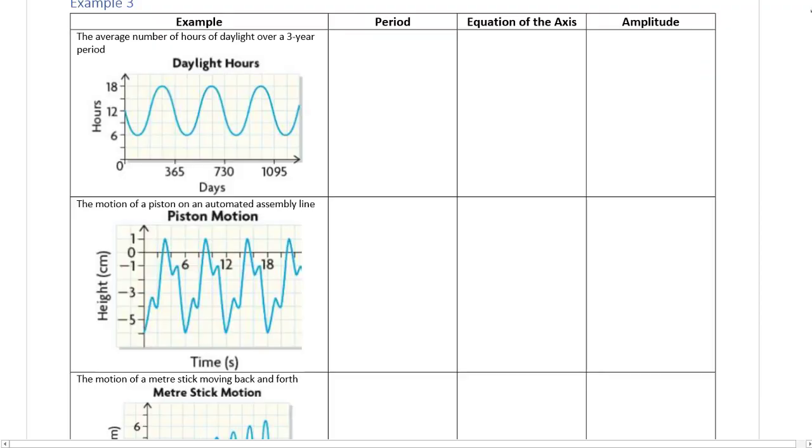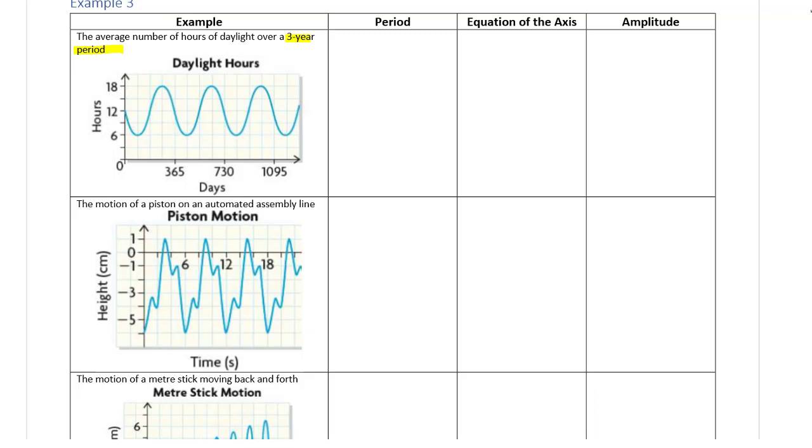Okay, rolling along, looking at example 3. We're just going to look at 3 more examples from your textbook, just looking at scenarios that can be periodic, which means they repeat, right? So another one is the daylight hours. This is a really good one. This shows the average number of hours of daylight over a 3-year period.